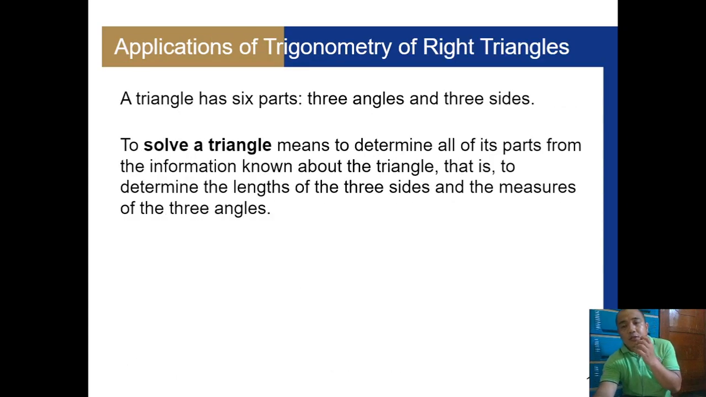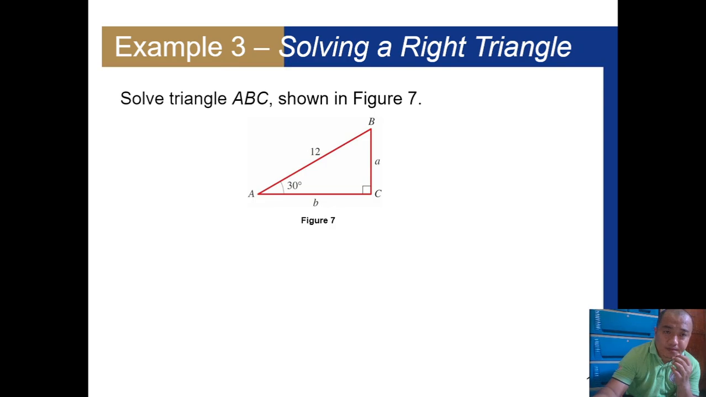Now let's proceed to the next part, applications of trigonometry of right triangles. So we all know that a right triangle, or any triangle, has 6 parts. There are 3 angles and there are 3 sides. So to solve the triangle means to determine all of its parts from the information known about the triangle: to determine the lengths of the 3 sides and the measures of the 3 angles.